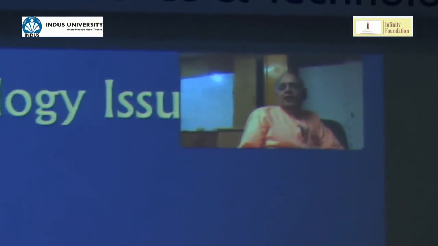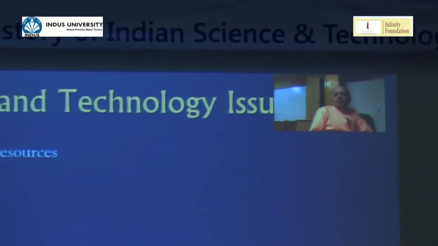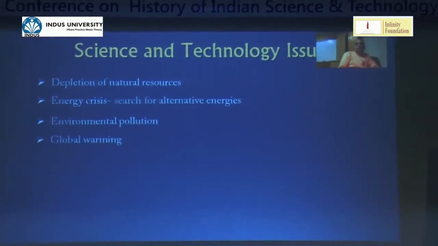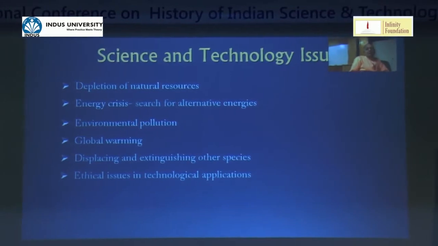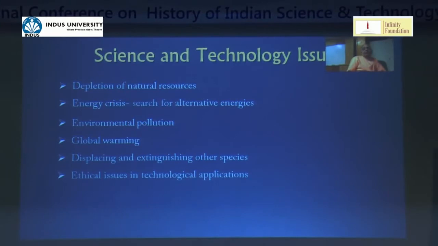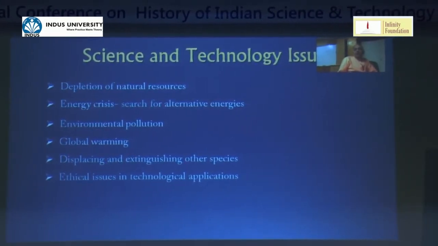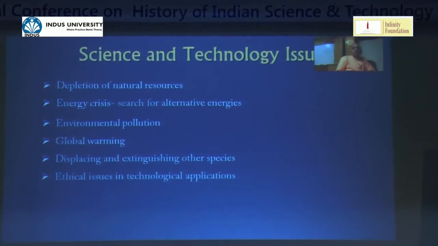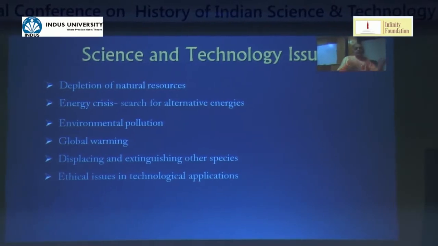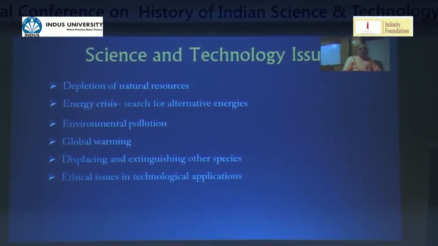The reason I'm saying that is, as you see on the slide on your screen, there are a number of science and technology issues that everyone is aware of. I've just listed some of them: depletion of natural resources, energy crisis, a multi-hundred-billion-dollar search for alternative energies, environmental pollution, global warming. Other species are increasingly displaced as we deforest the planet, and many species are getting extinguished. This is bad for the natural ecological cycle. And there are many ethical issues in technological applications, as in genetic manipulation of food, ethics in genetic engineering, and all of this stuff.